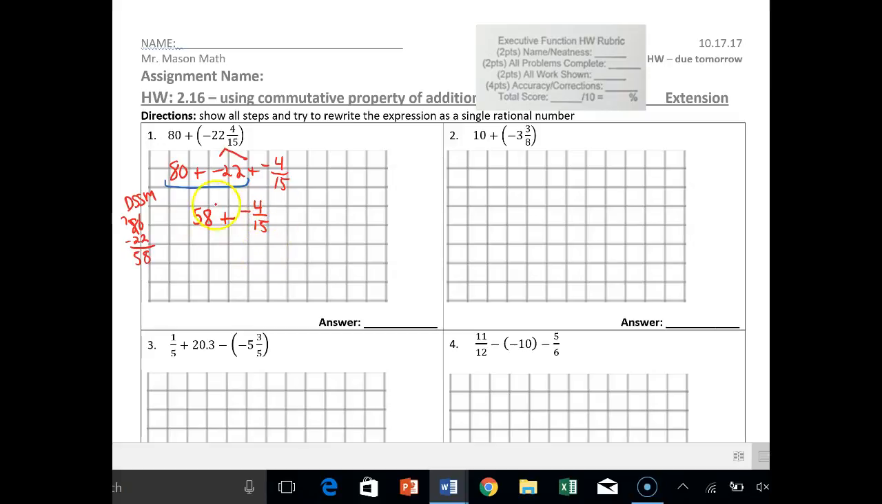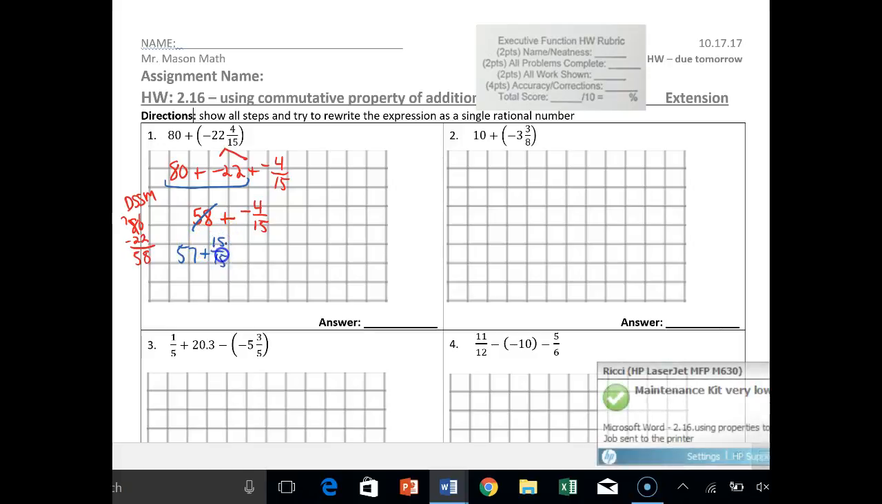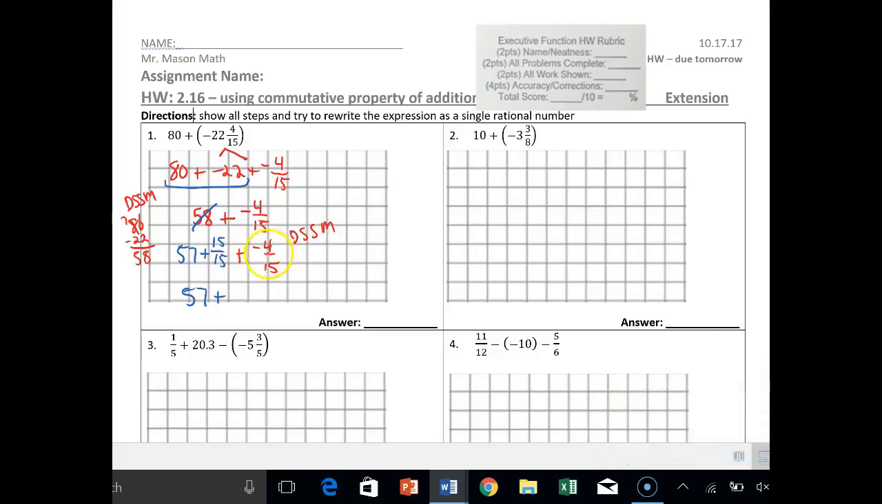I cannot just put these together because one is positive, one is negative. So what I need to do is borrow one whole. So this becomes 57 plus 15 over 15. I got the 15 over 15 from that denominator right there. So that's the borrowing one whole that I'm getting, plus negative 4/15. And now I can add the two fractions together. So my answer will be 57 plus 15 plus negative 4, again, that's DSSM, different signs subtract more. So 15 minus 4 is 11. It's positive 11 because I had more positive. So 11 over 15. And now I can slap these two together because they're both positive. So 57 and 11/15 is my answer.